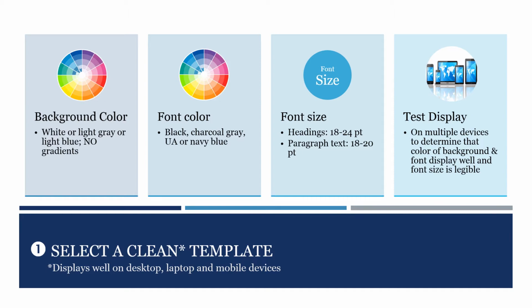With font size, you want to make sure, as you see here on this screen, that your heading sizes are between 18 and 24, and your paragraph text is between 18 and 20 point. When you're doing a presentation for large screen projection, it should never be less than 24, because a presentation like this is really intended for a single person audience and likely to be displayed on a smaller screen. You can get away with using smaller font. But in the end, you want to test it on multiple devices to make sure it works.